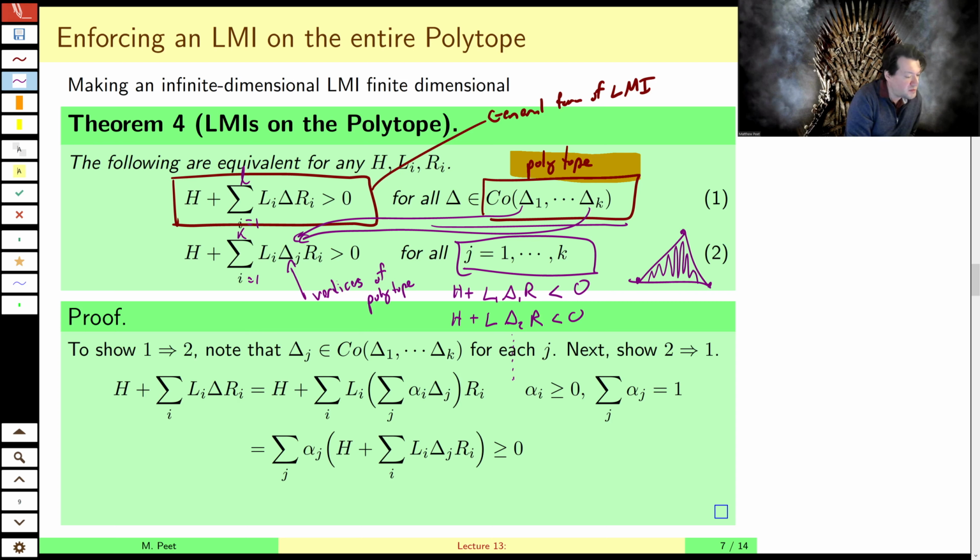So that's a very interesting result. It takes an infinite dimensional LMI, which has to hold for an infinite number of points, and converts it to a finite dimensional LMI, with only K constraints.